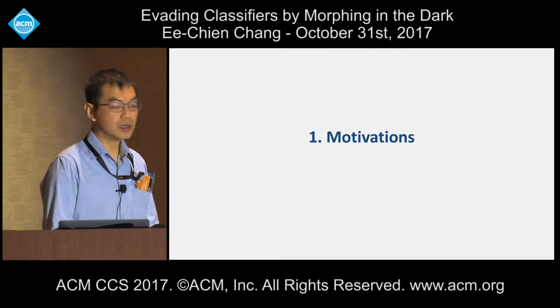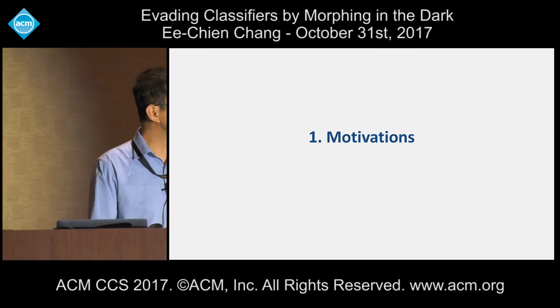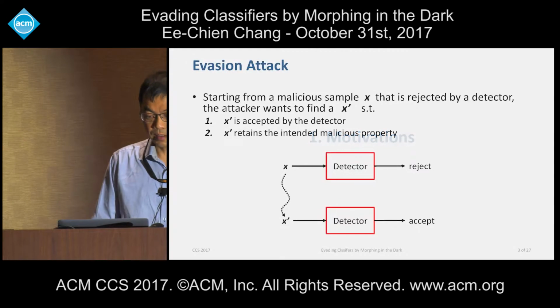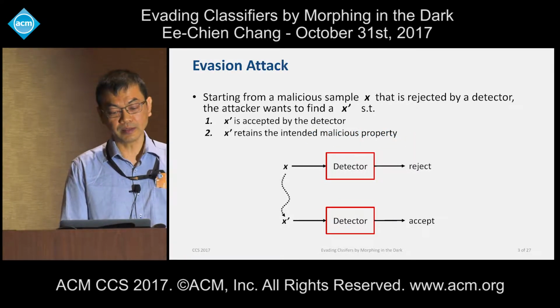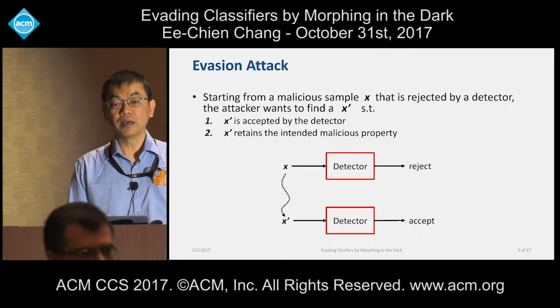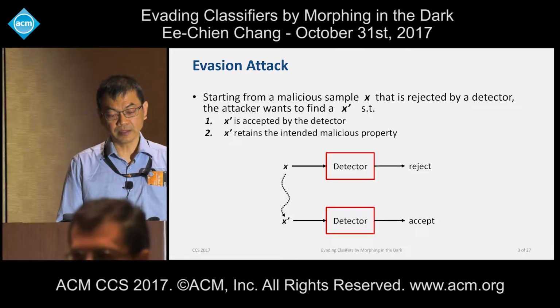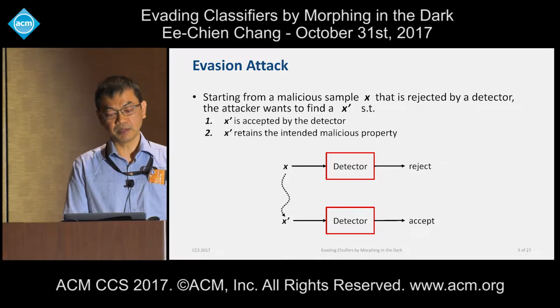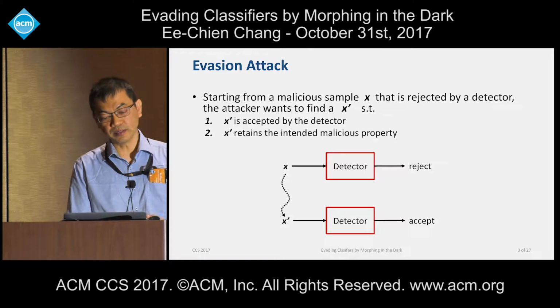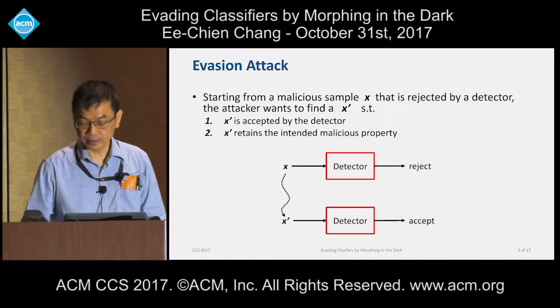In evasion attacks, we start from a malicious sample X that is being rejected by detectors. The attacker wants to find evading samples. That is, X prime is accepted by the detectors, and yet it retains the malicious properties.